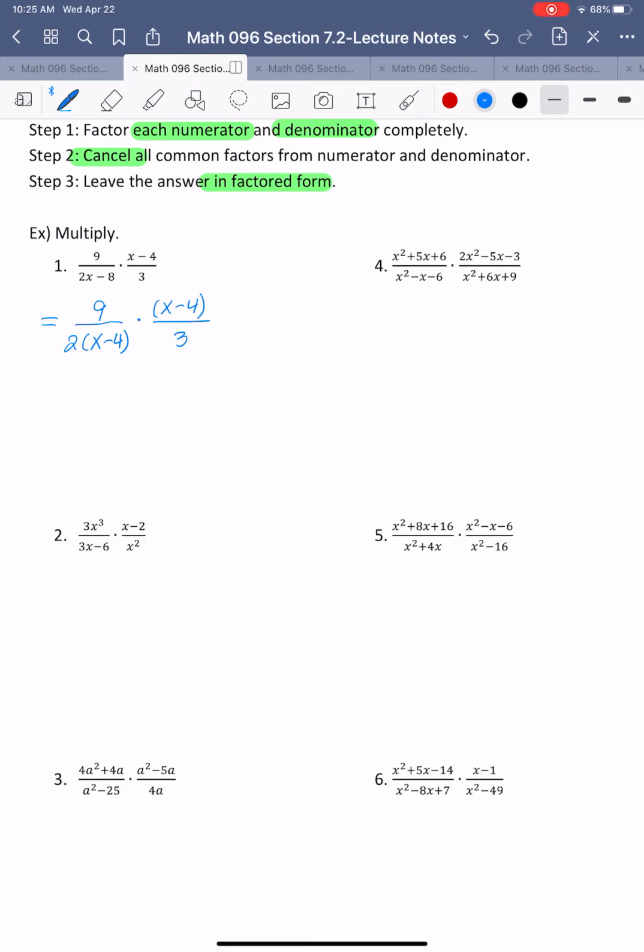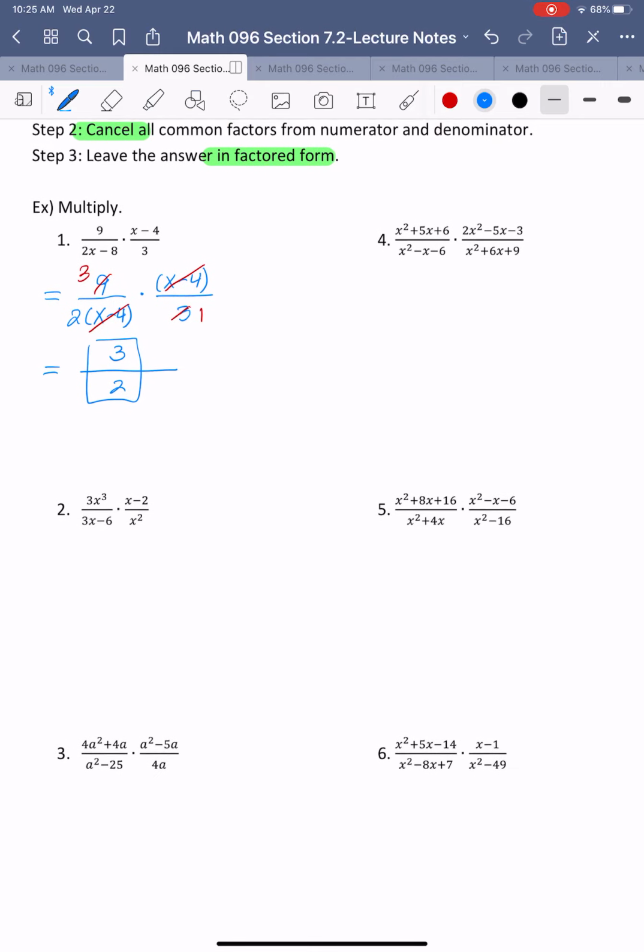So now, time to cancel. Cancel 9 and 3 where possible. So 3 goes to 1 and 9 goes to 3. And the x minus 4 cancels with the x minus 4 here. Then you're done, so everything has been canceled as a common factor. Now the remaining factors are 3 from the top, and then 2 times 1, which is 2. So this is the answer.